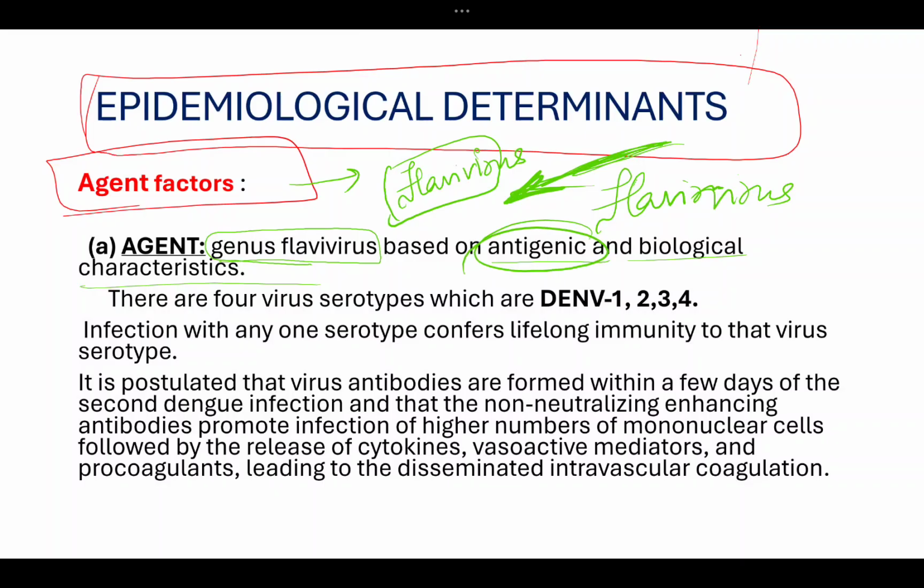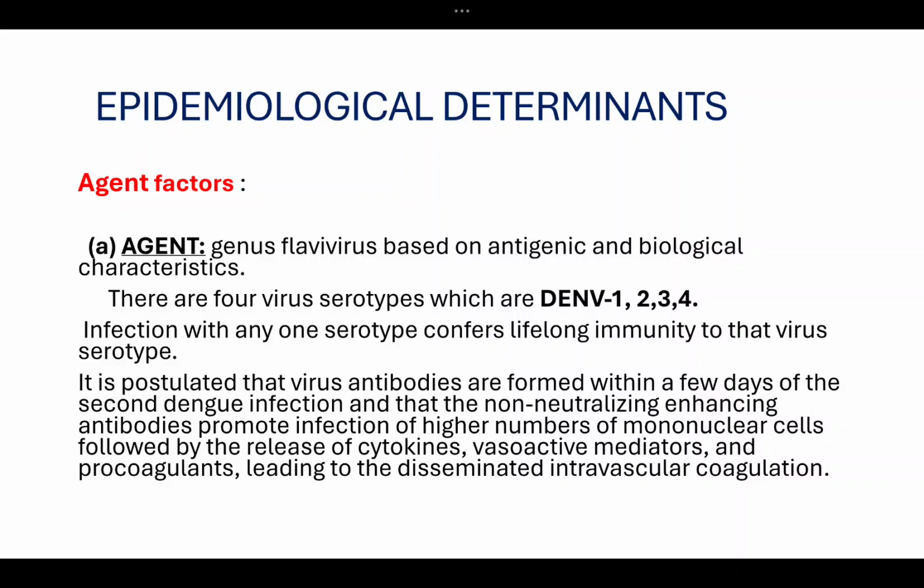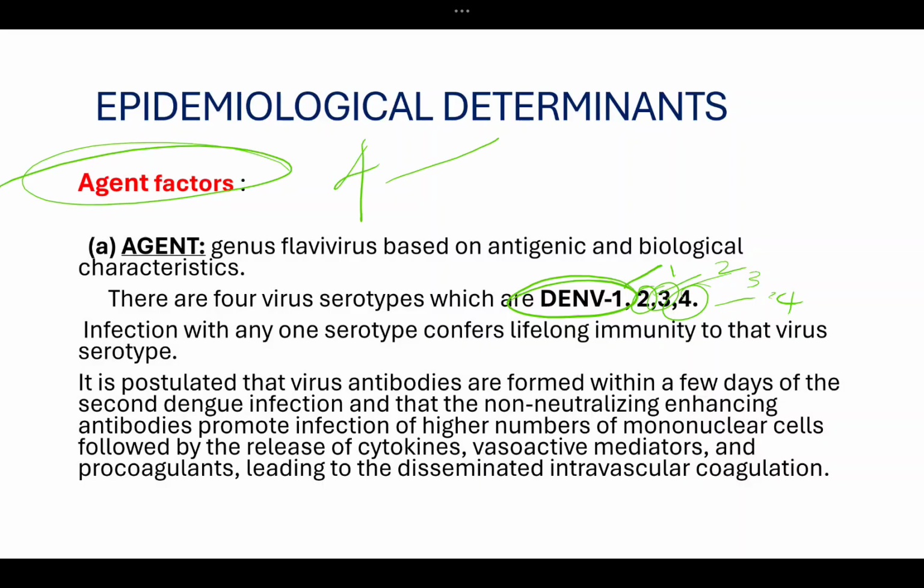How is it differentiated or characterized? It is based on its own distinct antigenic and biological characteristics. There are four serotypes of dengue virus: dengue virus 1, dengue virus 2, dengue virus 3 and dengue virus 4. Very important: in the agent factor, you will write it belongs to the genus Flavivirus, it is based upon its antigenic and biological characteristics, and it has four serotypes 1, 2, 3 and 4.